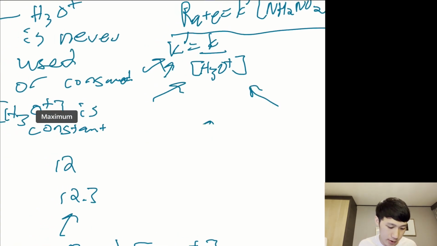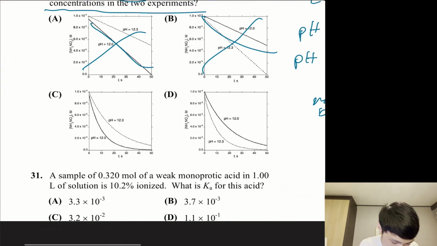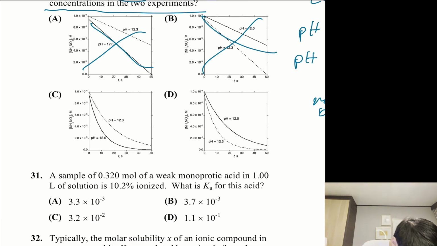And if K prime is higher, that means the reaction is going to be faster at pH equals 12.3 compared to pH equals 12.0. Now, if we look at our options, in C, the curve for 12.3 is always higher than the curve for 12.0. And this is the opposite of what we're expecting, because at any point, the nitramide concentration is higher at pH equals 12.3 versus 12.0, and that's not what we want, because we would expect the concentration of nitramide to be lower as more of it has decayed, since the reaction was faster. D, on the other hand, has the curve for 12.3 lower because more of it has decayed in a shorter amount of time. And this follows our analysis. So D is correct.